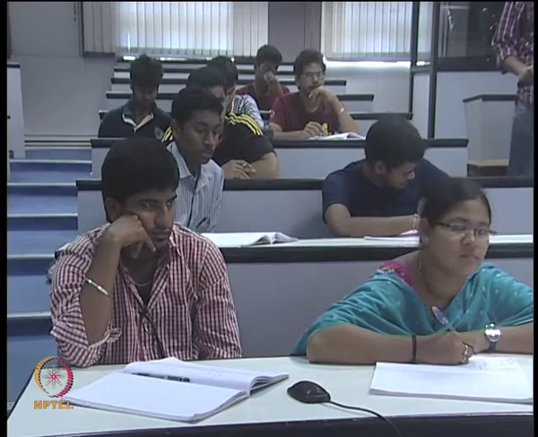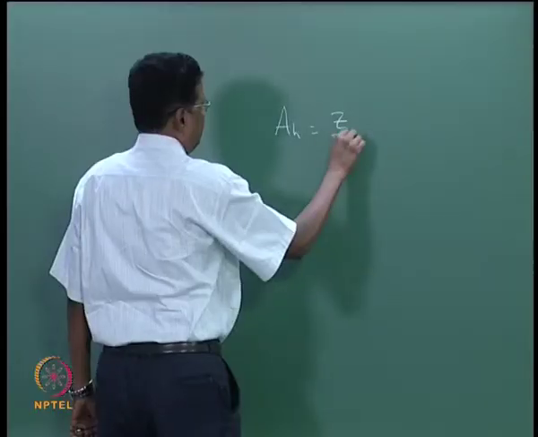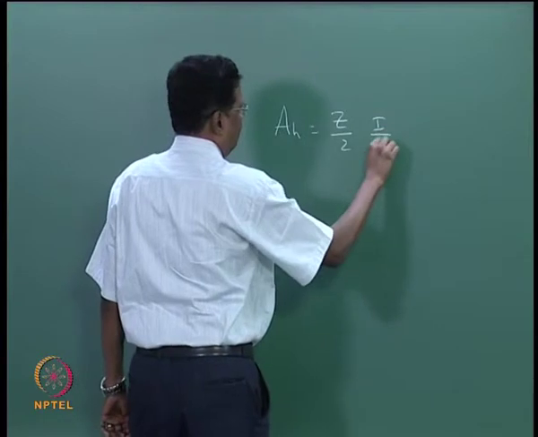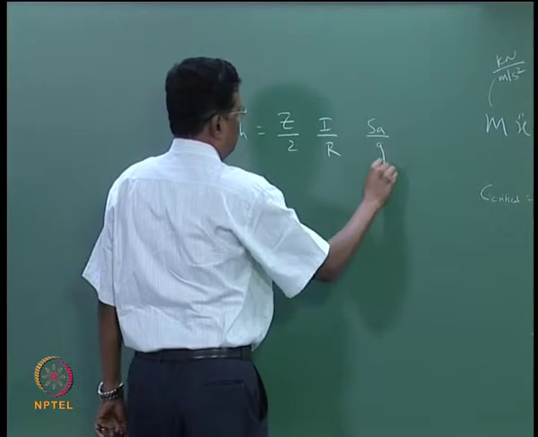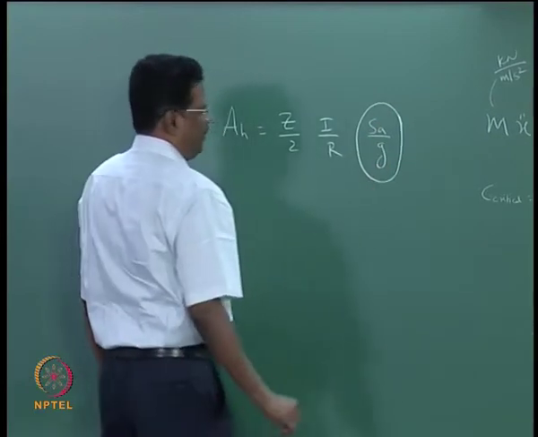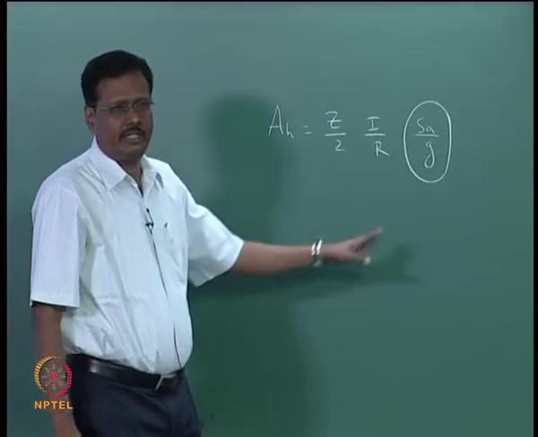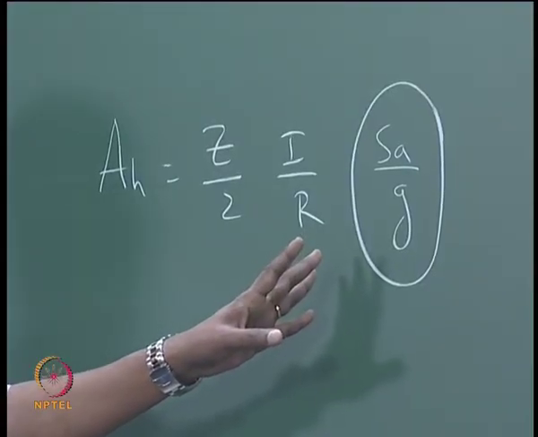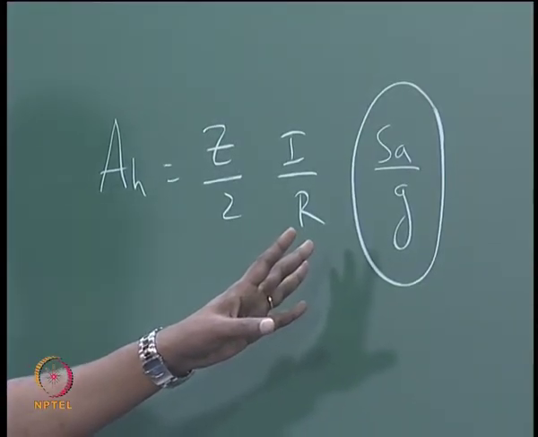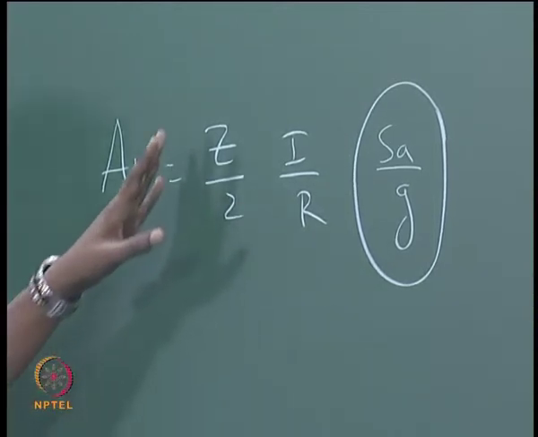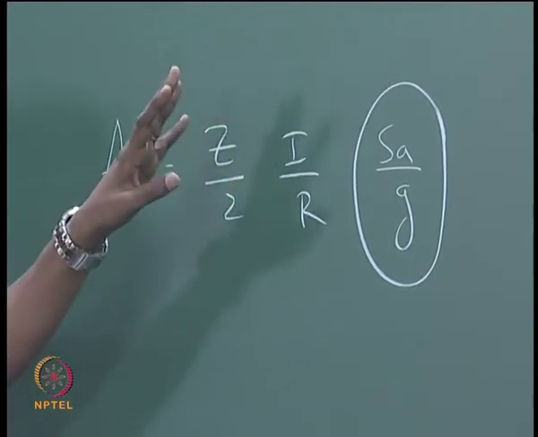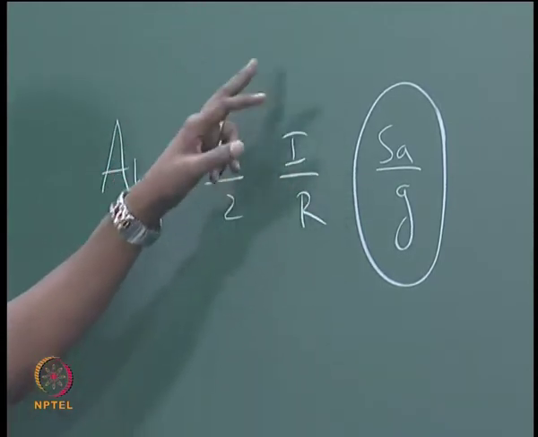So we have written that equation: Ah is equal to Z by 2 into I by R into Sa by g. This Sa by g depends on the natural period of the structure, it depends on what else? Damping. Z depends on the zone, I depends on the importance.